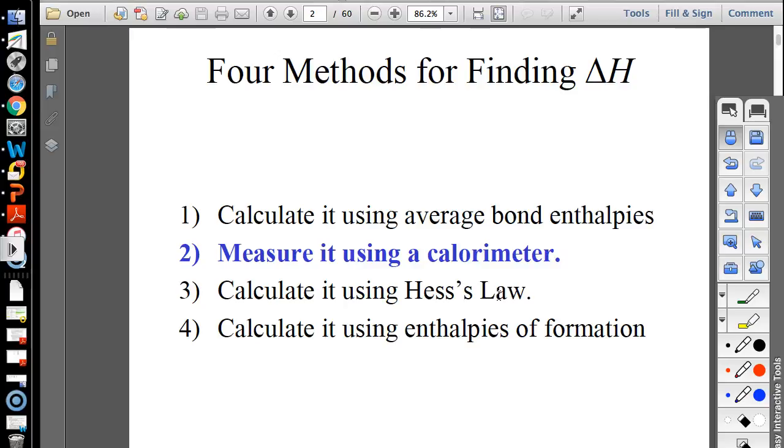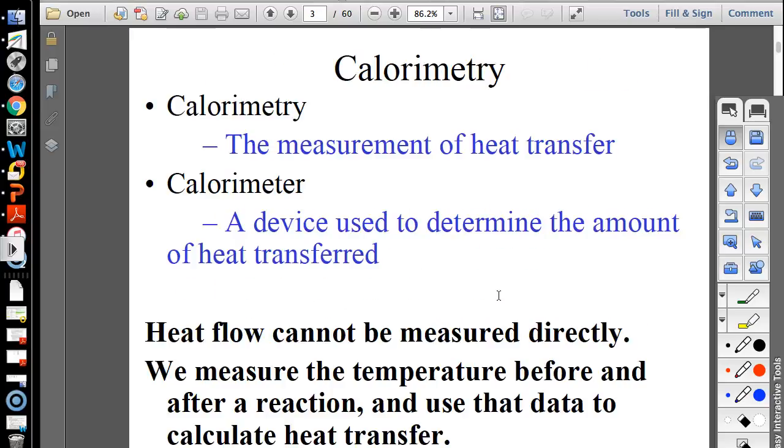Number 2, though, is using a calorimeter. On Monday, when we do the lab, we're going to be doing calorimetry. And so it's important that we understand this. So with calorimetry, we're going to measure that heat transfer. And remember, you can't measure heat directly, so you're going to have to do that by getting the change in temperature. So heat flow cannot be measured directly. We measure it by taking the temperature before and after.